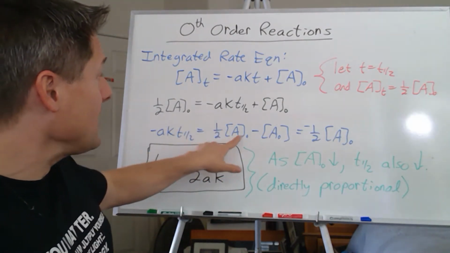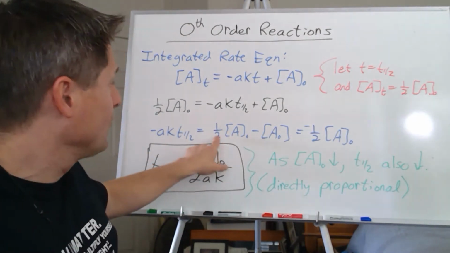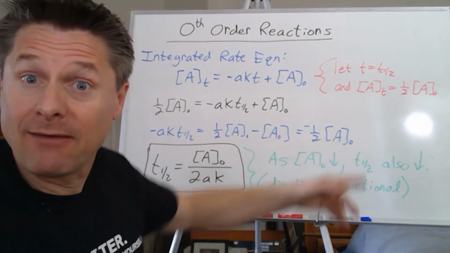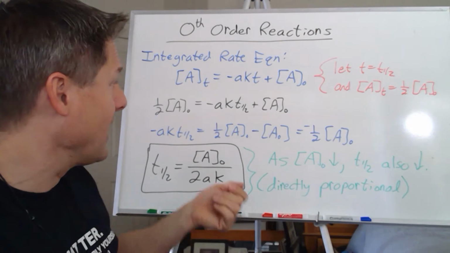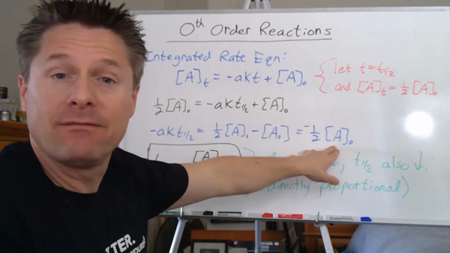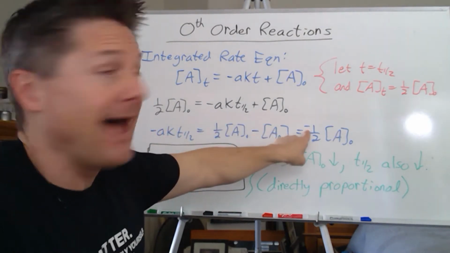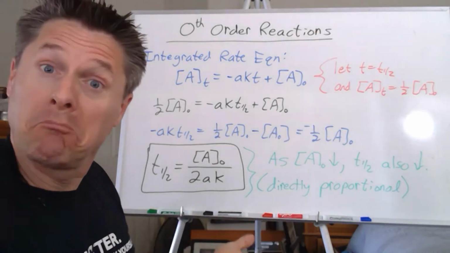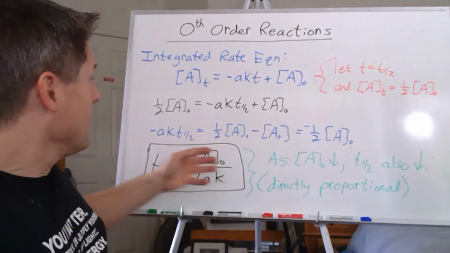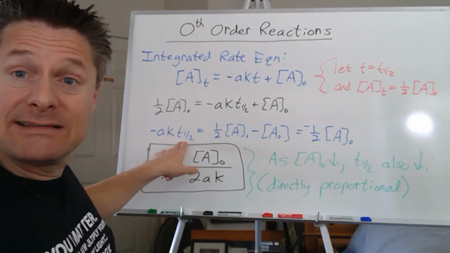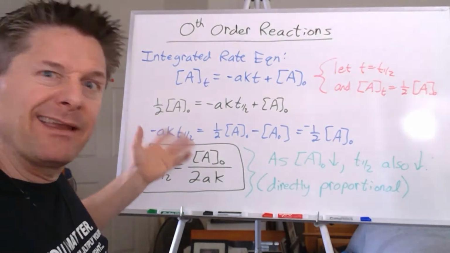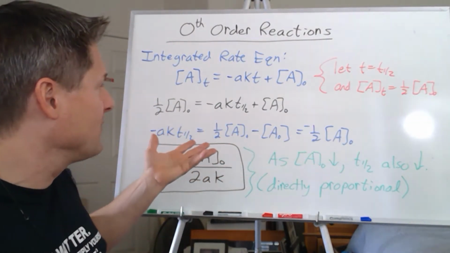All right, now I can combine these terms. So 1/2 A naught minus 1 A naught will be negative 1/2 A naught, right? Okay, just combining those terms, that's nice. So negative AKt sub 1/2 will be negative 1/2 A naught. Well, the negative signs should cancel out. All right, you can't have a negative half-life or a negative rate constant, right? So let's isolate t sub 1/2. I'm going to divide both sides by A and K. And again, if A is 1, it just drops out of the equation.